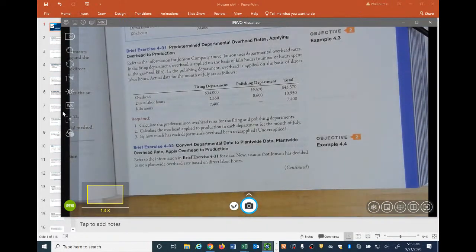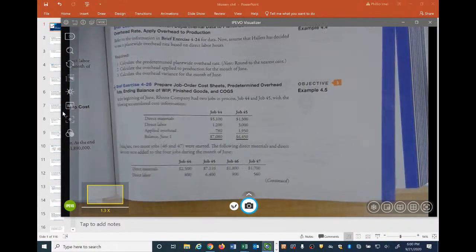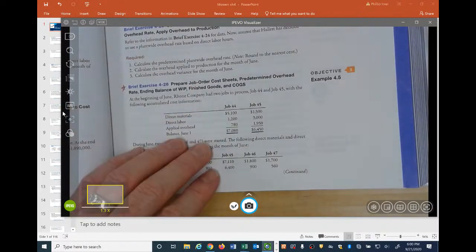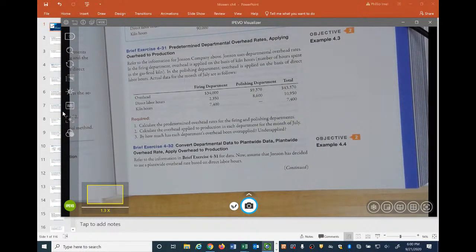So once again, we're finding the ending balances of work in process and finished goods as of June 30th, okay? So let's talk first about work in process. So what's it say about work in process? It says up here at the end of June, jobs 44, 45, and 47 were completed. Only job 45 was sold.